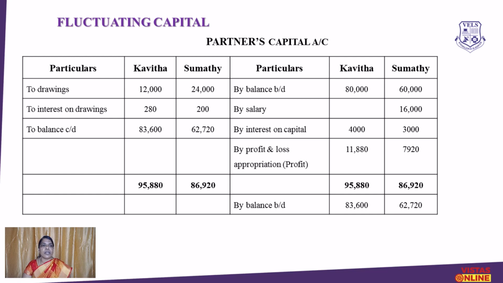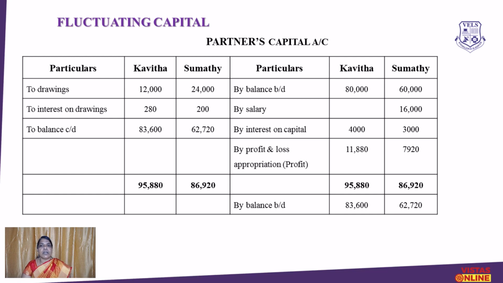Then you come to the debit side, drawings. To drawings, in the Kavita amount column 12,000, Sumati 24,000. Then interest on drawings. For Kavita 280, for Sumati 200. After that we have to equalize both sides.